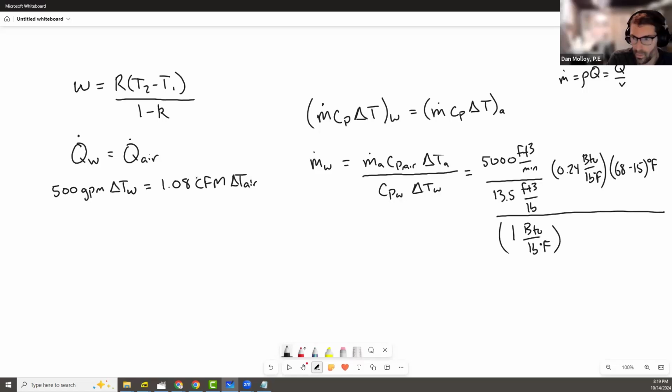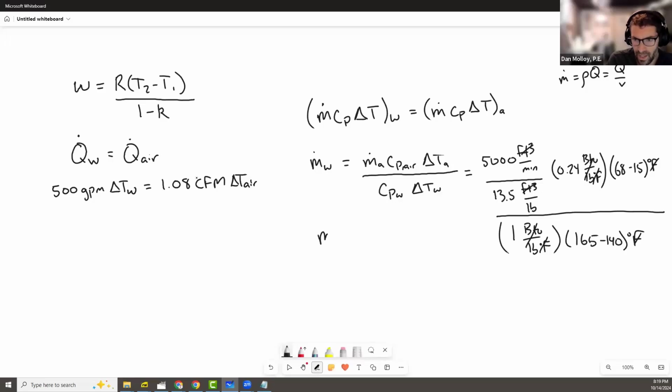And the delta T for the water side, which was 165 minus 140 degrees Fahrenheit. And now let's cancel some units. We're going to lose degrees Fahrenheit. We're going to lose BTU per pound degree Fahrenheit in the specific heat capacity. And we're going to lose cubic feet. So we end up with pounds per minute.